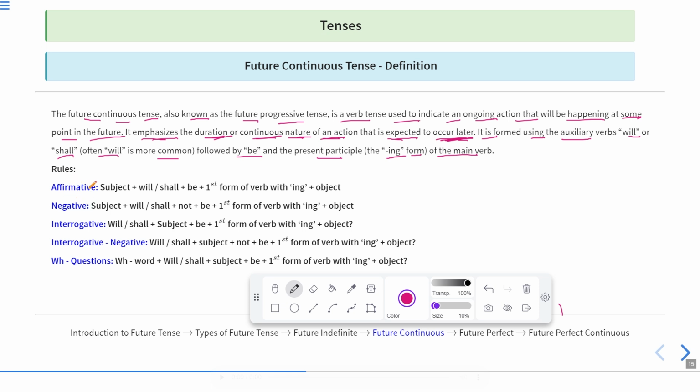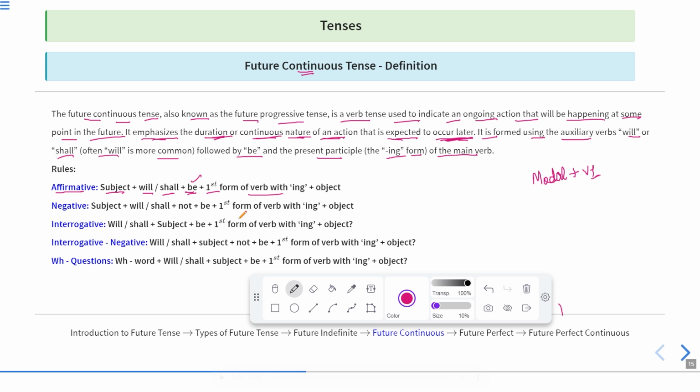Now, first of all, let us see the rules of future continuous tense. First, if the sentence is affirmative, means positive sentence, here we have the subject, then will and shall. These are the modals. Now, after will and shall, we know well that after modals only verb first form can occur. Now, if I write first form of verb with ing, that will not occur. We want be form because continuous always requires be form. That is why we'll write be form over here as it is.